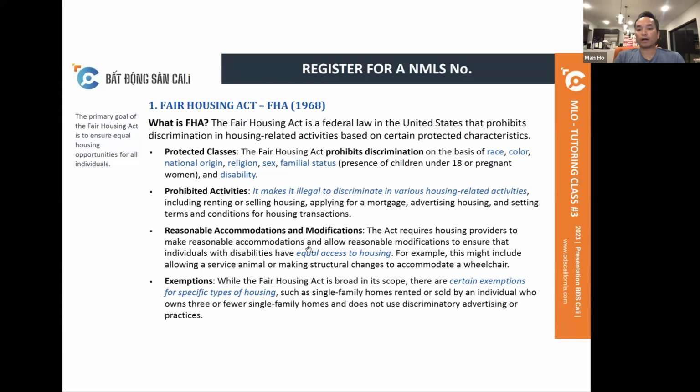Reasonable accommodation and modification. This act requires housing providers to make reasonable accommodations and allow reasonable modifications to ensure individuals with disabilities have equal access to housing. For example, this might include allowing a service animal or making structural changes to accommodate a wheelchair.